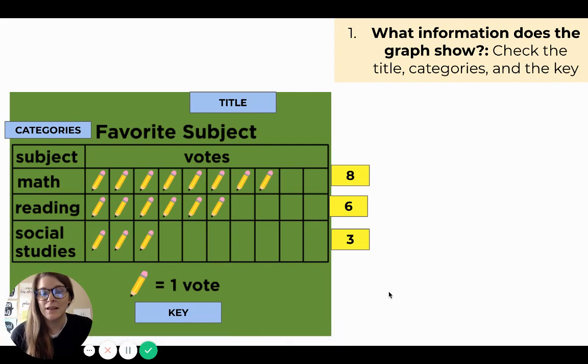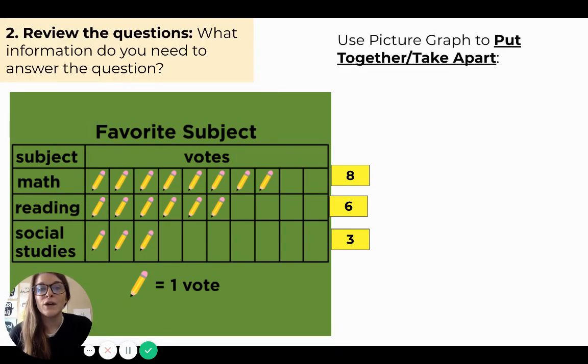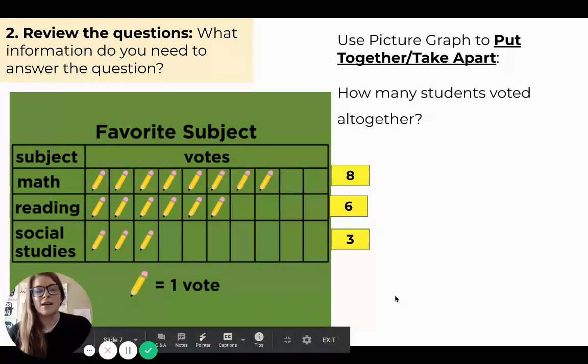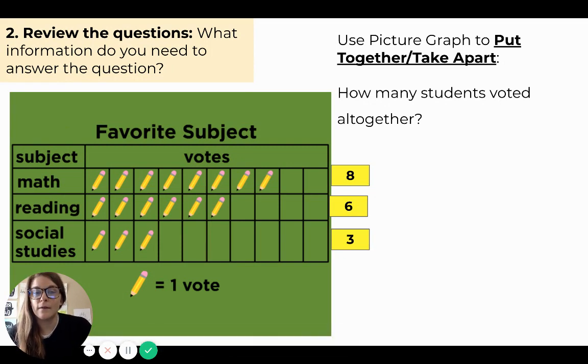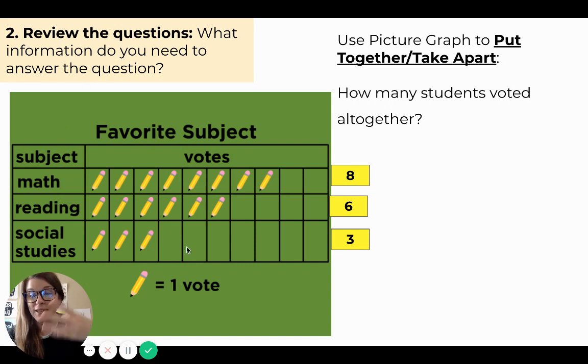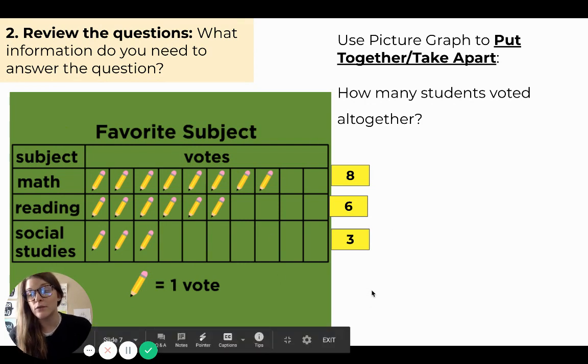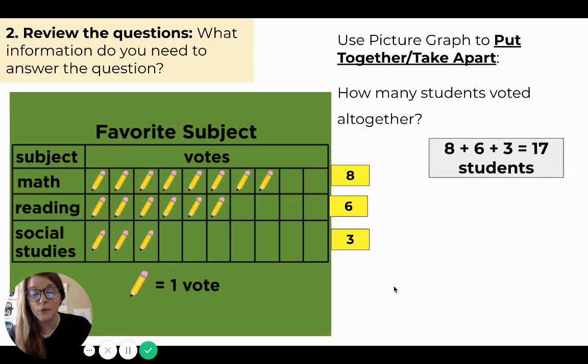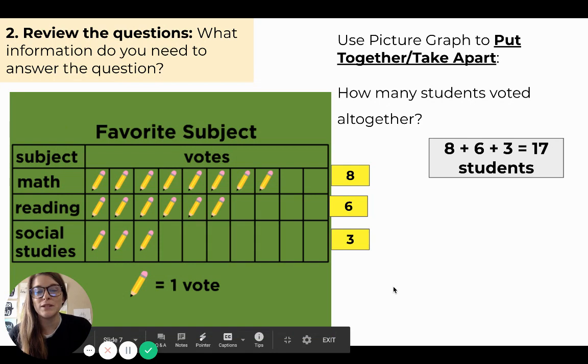All right, let's answer some questions about this graph. These are all going to be put together and take apart problems. This is going to be similar to your second page of work today. The first question says, how many students voted all together? So I want to know how many students voted in all. For this, I can do a couple of things. I can count up all the votes, so I can count up each pencil one by one, or I can use the work I've already done and write a number sentence. 8 votes plus 6 votes plus 3 votes equals 17 votes in all, or 17 students voting in this poll. So that's my total amount of students who voted all together.